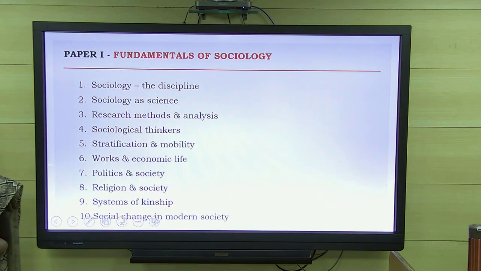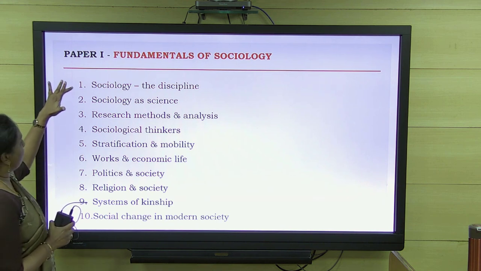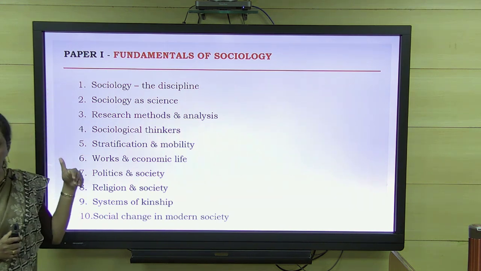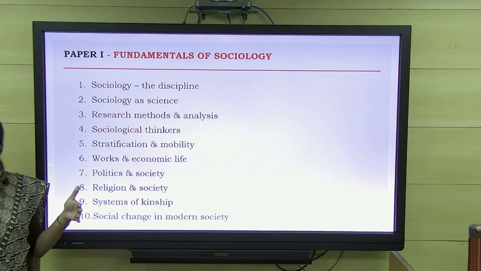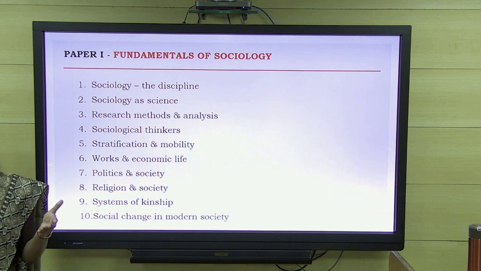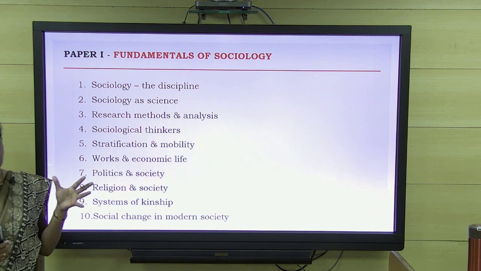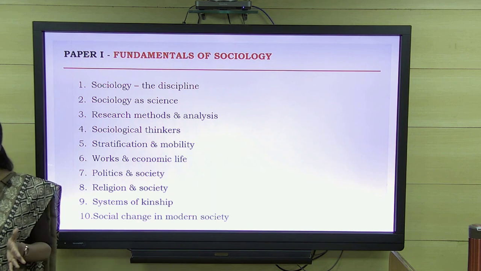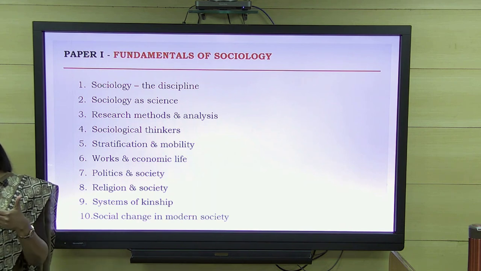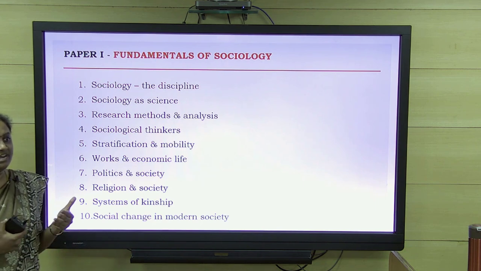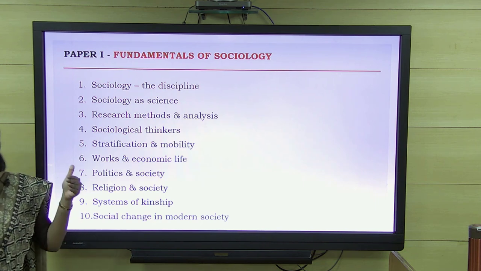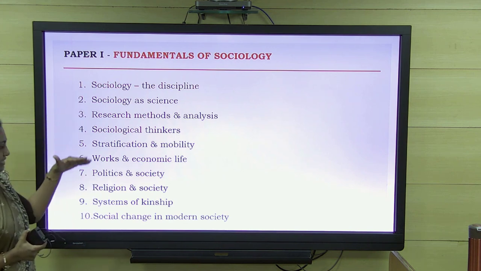Okay. So paper 1 is called Fundamentals of Sociology. And in this particular paper, there are totally 10 units. The first unit is about how the subject evolved, and exactly what were the things in the background regarding the emergence of sociology as a subject. Somewhere around 1839 is when this subject started taking its shape, and ever since it has been regarded as a social science. So the first unit deals with it.